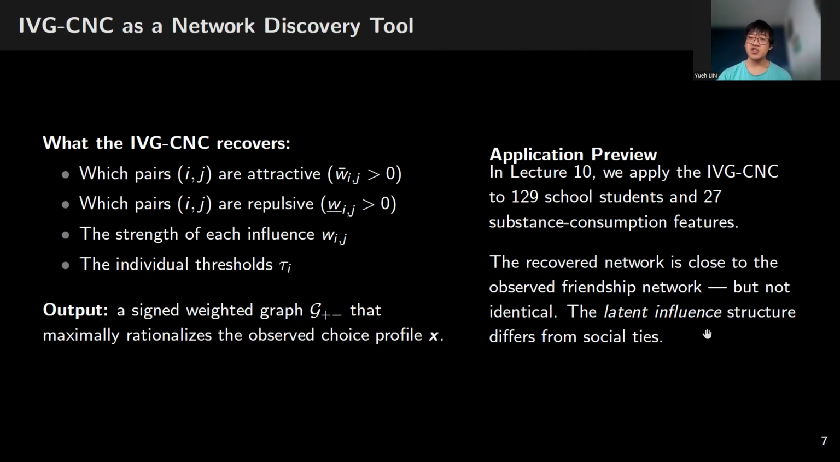So for the application preview, we will talk about our applications in lecture 10, where we apply the inverse voting games to a data where we got 129 school students and different features for the substance consumptions. The recovered network will be close to the observed friendship network, but there are some differences between them, and we will talk about them in the following lectures.